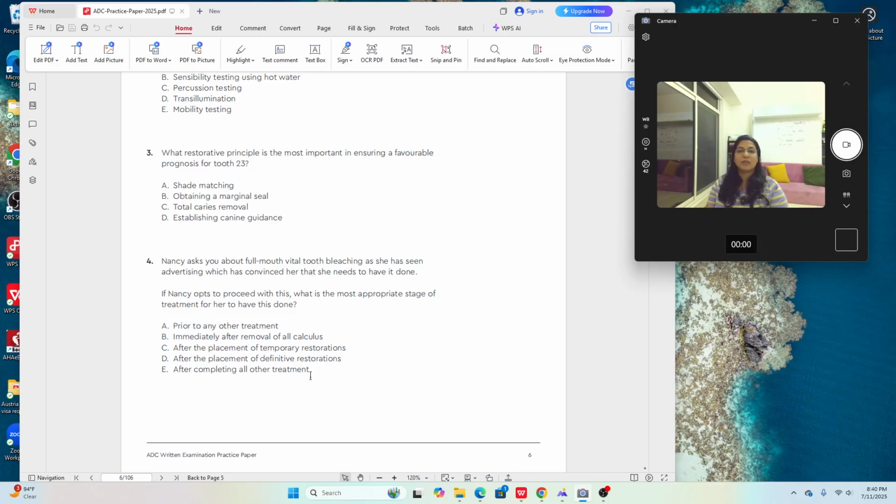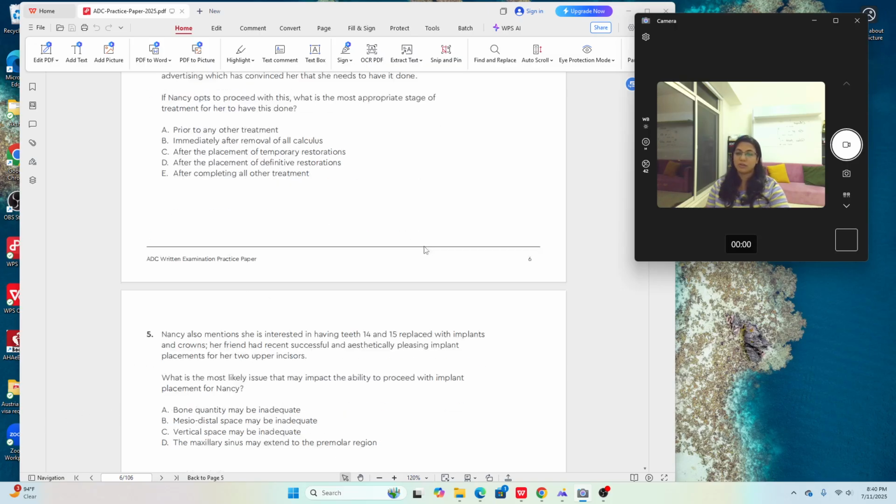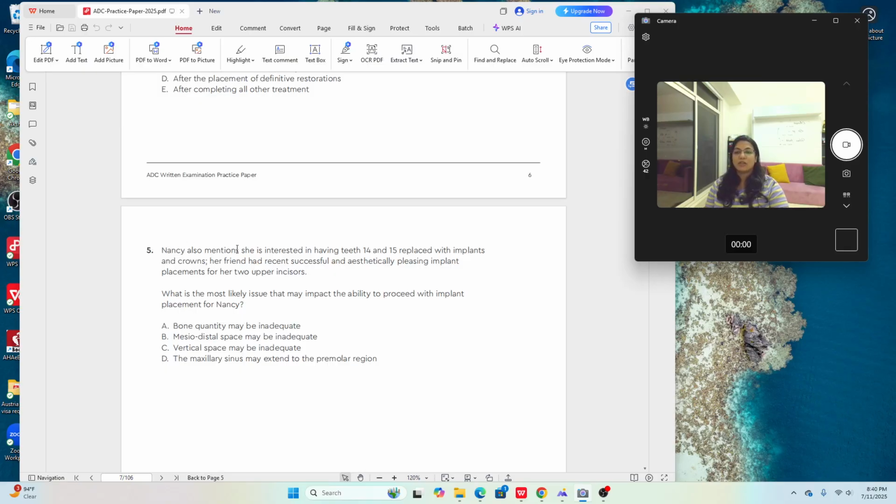After the placement of temporary restorations, you have to do whitening. And then you have to wait for 2 weeks for the whitening shade to settle down and then you proceed with your definitive restorations. Understood? Nancy also mentions she is interested in having teeth 1-4 and 1-5 replaced with implants.